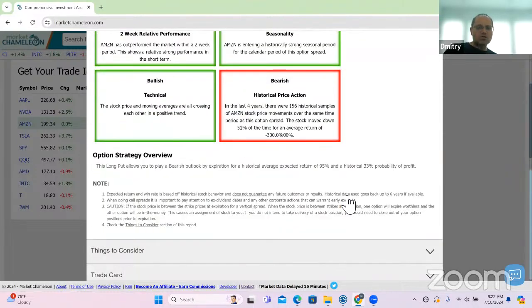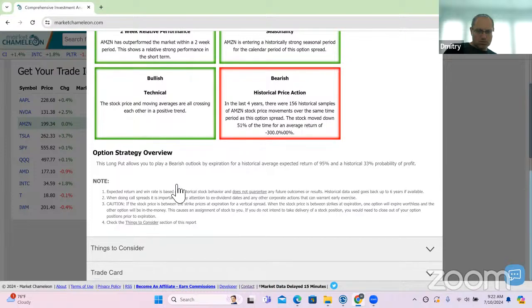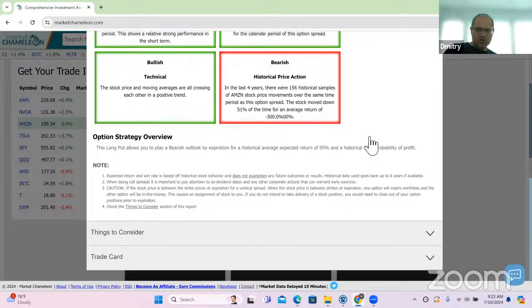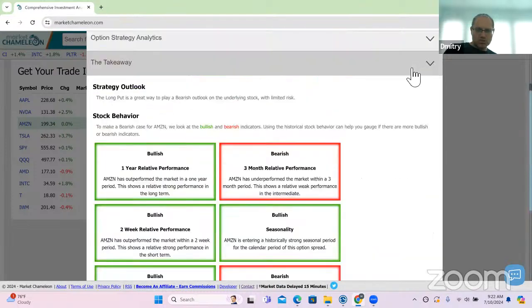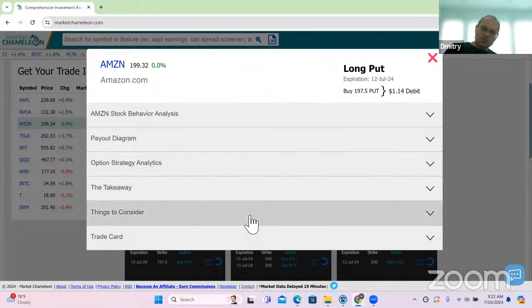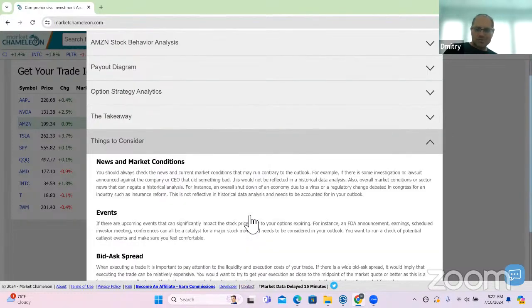And then you could read this further. Let me close this. There are always things to consider. So this is just a quick reminder. You should look out for any type of news, different market conditions, whether volatility is going up or down, or things happening in the market that could factor into it. Keep an eye out for events.